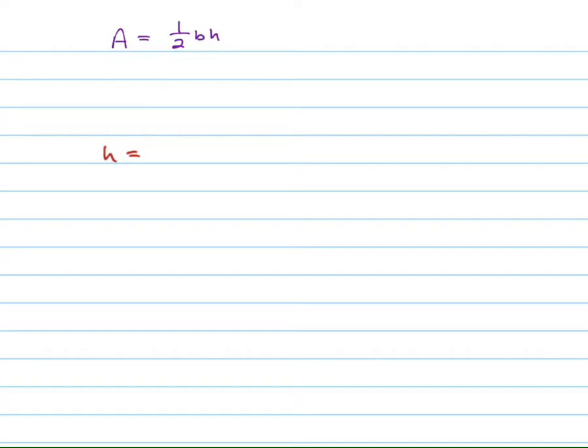Let's put it this way. We've got a couple of things attached to the h. What do you want to get rid of first? Okay, how would I get rid of the 1/2? We can divide by 1/2. What's the other way of dividing by 1/2? Multiplying by 2. Okay, we can multiply both sides by 2. Gives us 2a equals bh.